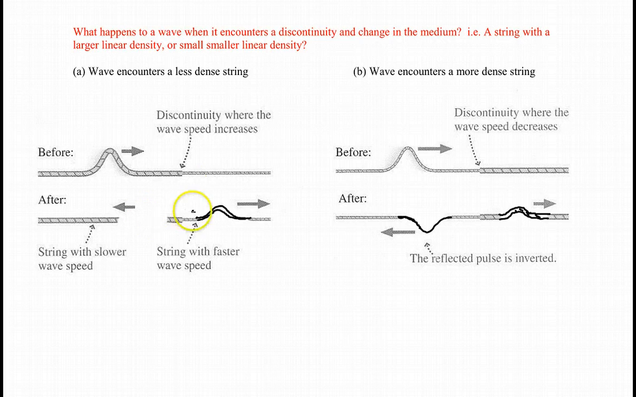However, when it reflects from the more dense to the less dense, there is no phase change. So you can see it stays on the same side, because this is essentially like a free end reflection, and this is like a fixed end reflection.